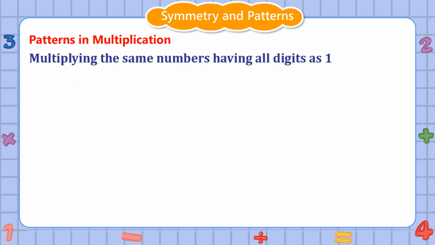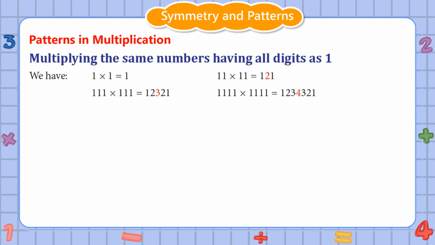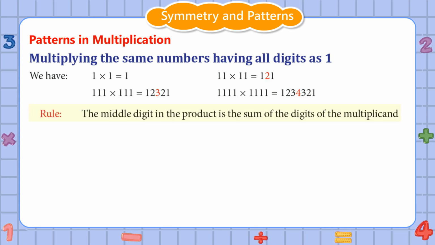Multiplying the same numbers having all digits as 1. We have 1 multiplied by 1 is equal to 1. 11 multiplied by 11 is equal to 121. 111 multiplied by 111 is equal to 12,321. 1,111 multiplied by 1,111 is equal to 1,234,321. Rule: the middle digit in the product is the sum of the digits of the multiplicand or multiplier.